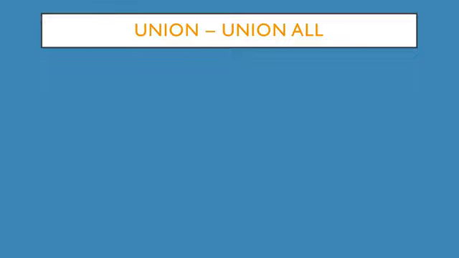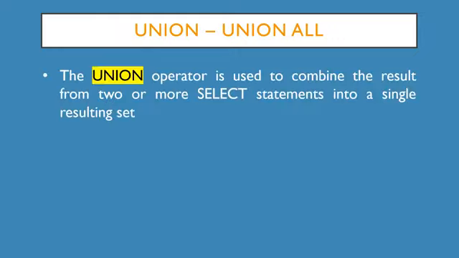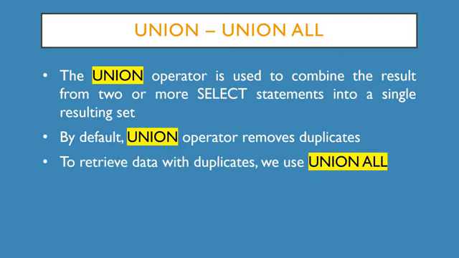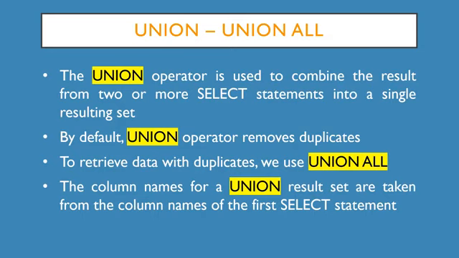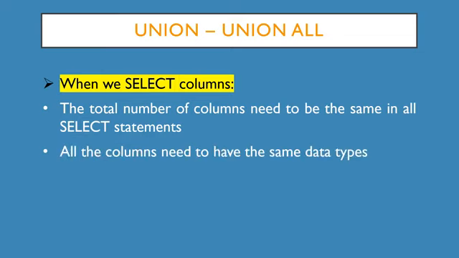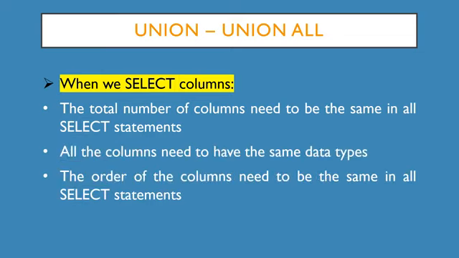In this tutorial, I'm going to talk about union and union all. The union operator is used to combine the result from two or more select statements into a single resulting set. By default, union removes duplicates, so if we want to retrieve data with duplicates, we use union all. Also, the column names for a union result set are taken from the column names of the first select statement. The total number of columns needs to be the same in all select statements, all the columns need to have the same data types, and the order of the columns needs to be the same in all select statements.